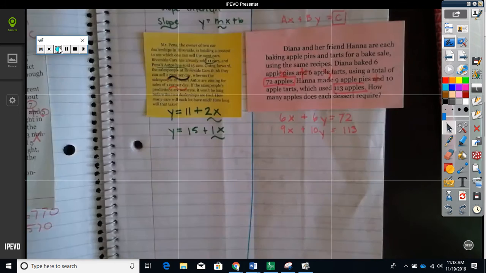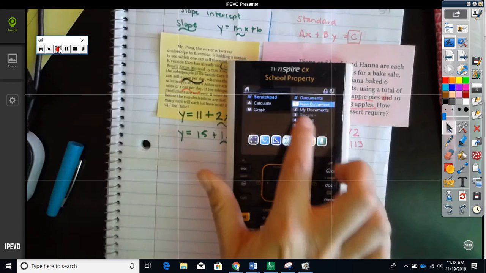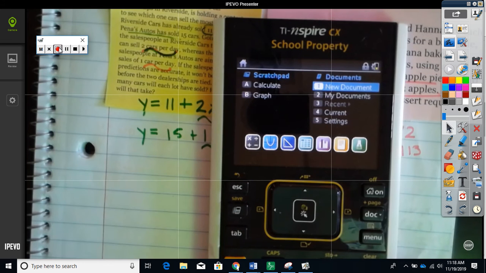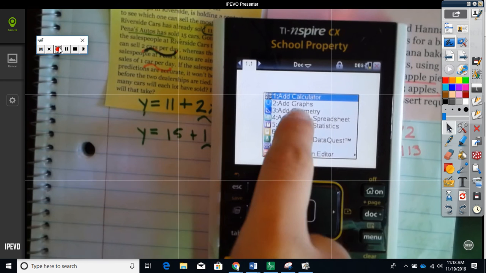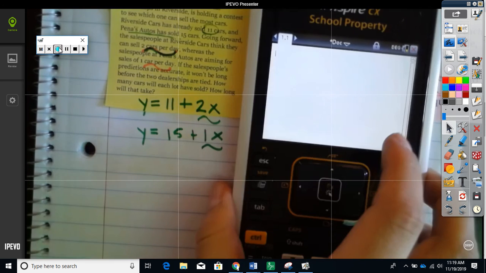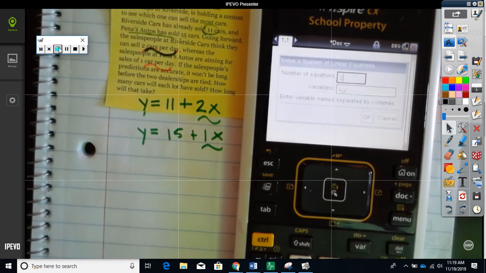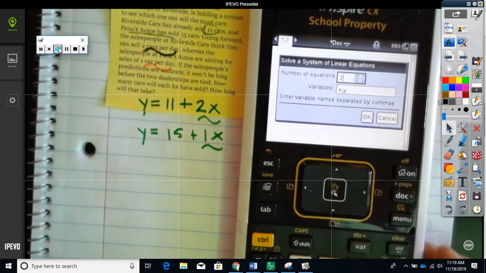So please go back to page 58 where we have our equations. And you're going to go to the calculator. You're going to press New Document. I don't think it's going to work right if you do it on Sketchpad, but I haven't really tried it. Go to New Document. Do you want to save? Press No. Add Calculator. Last time we did it with graphs, now we're doing it with the calculator. Press Menu 3-2. It's going to ask you, do you have two equations? Yes, I do. Do I have x and y? Yes, I do. Press Enter.